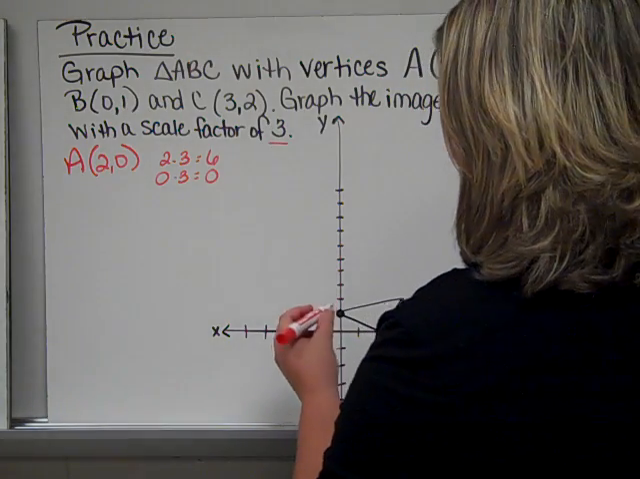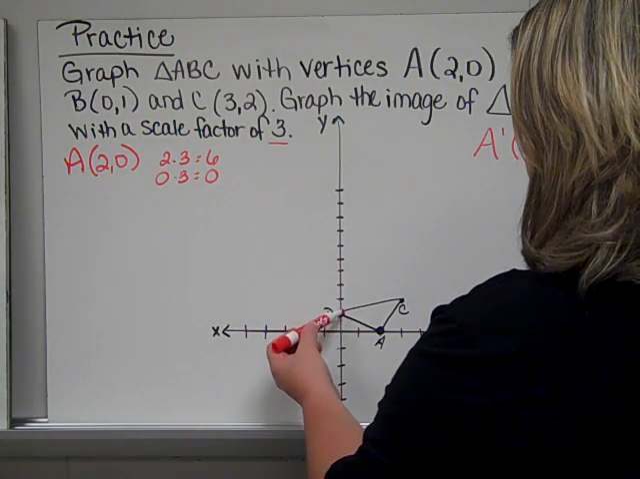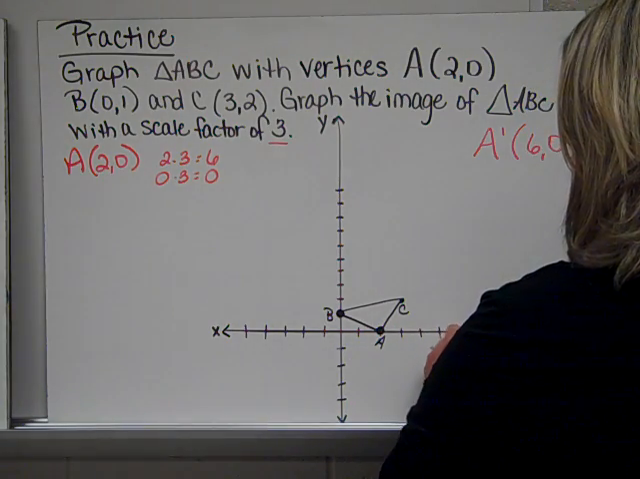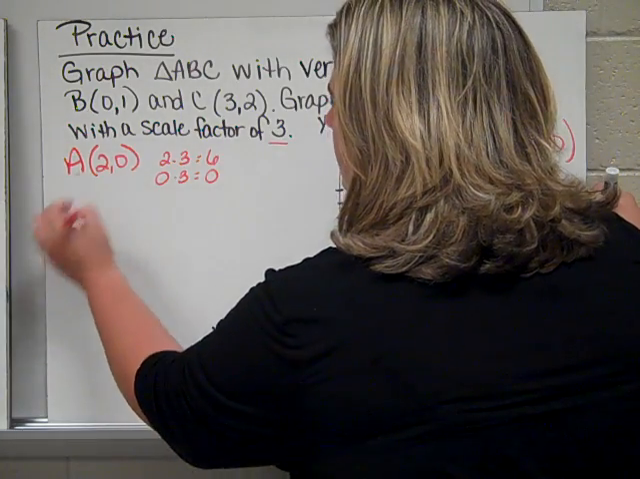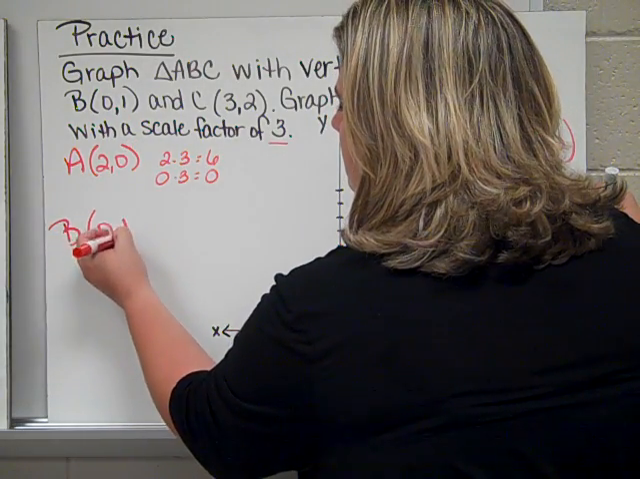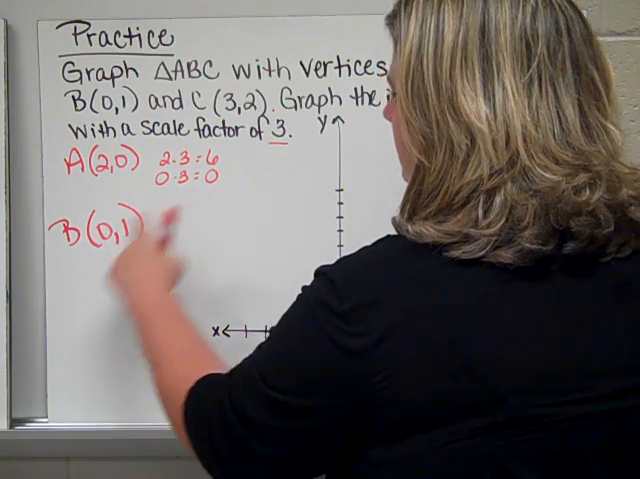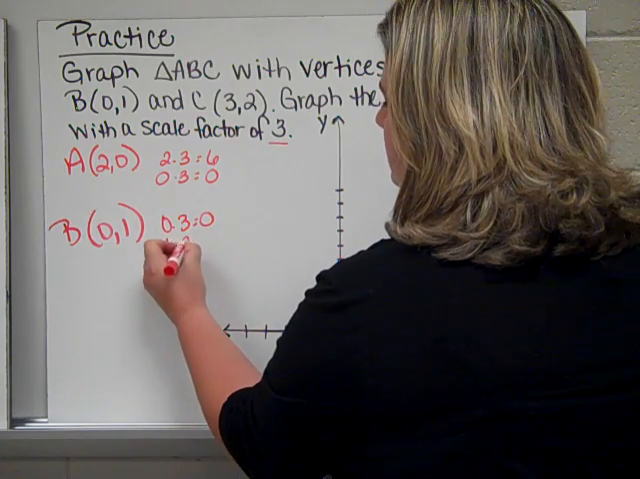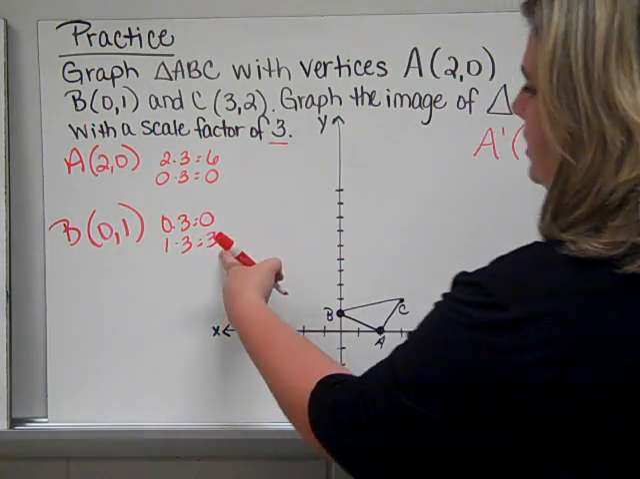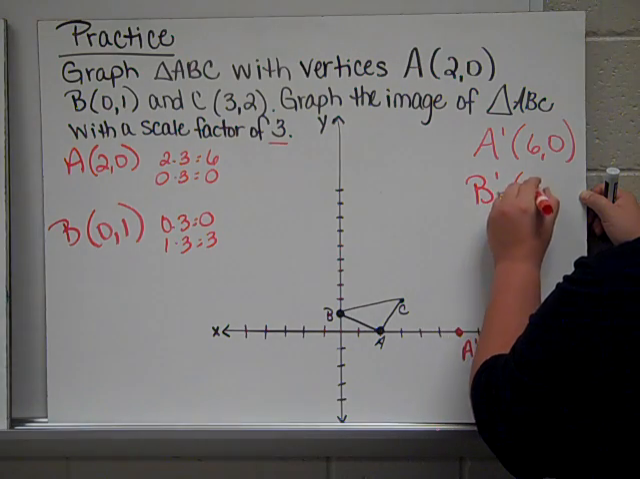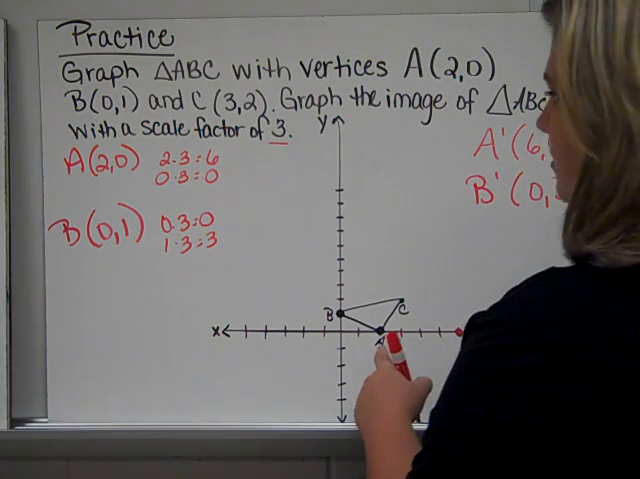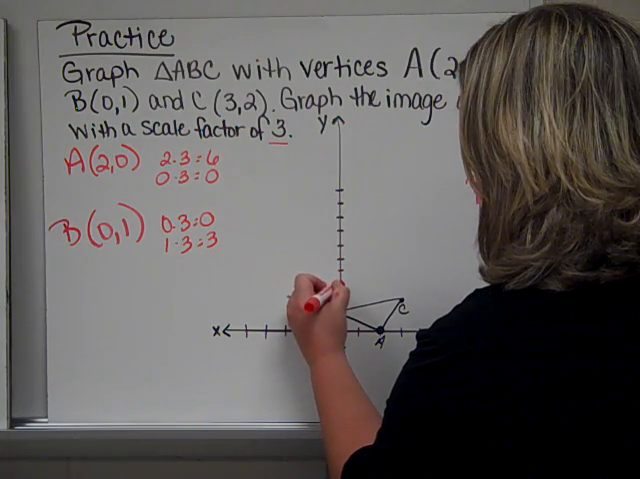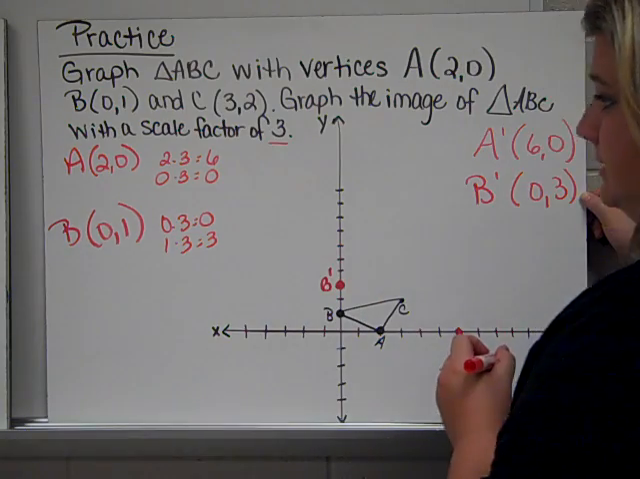Okay, go ahead and graph that. 6, 0. There's A prime. B, I'm dealing with 0, 1. So multiply each coordinate by the scale factor of 3. So 0 times 3 is 0. 1 times 3 is 3. So that gives me my new ordered pair for B prime: 0, 3. Sitting on the y-axis on that one.